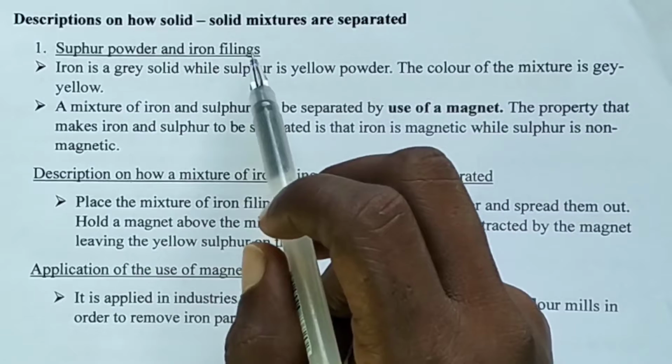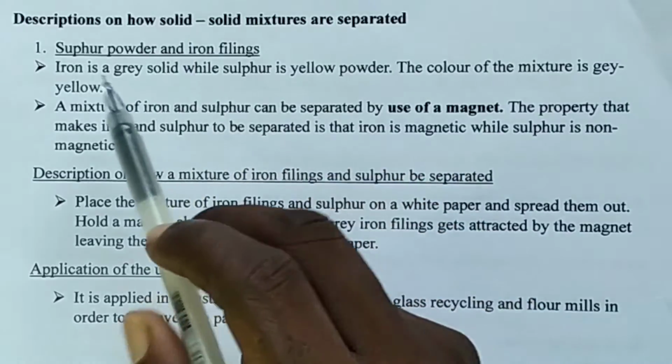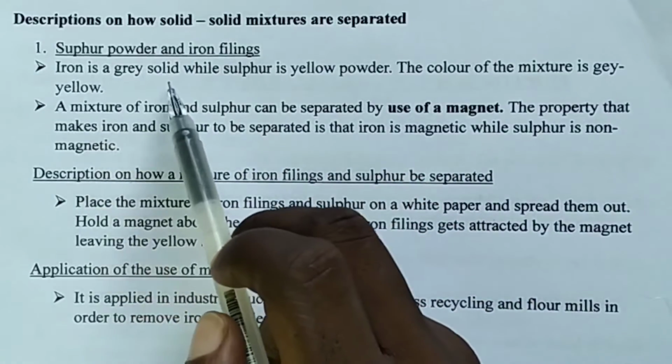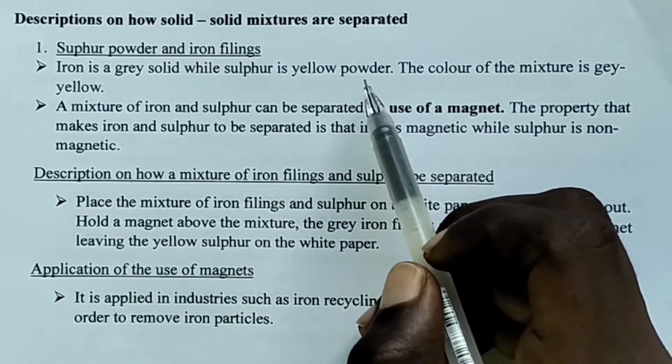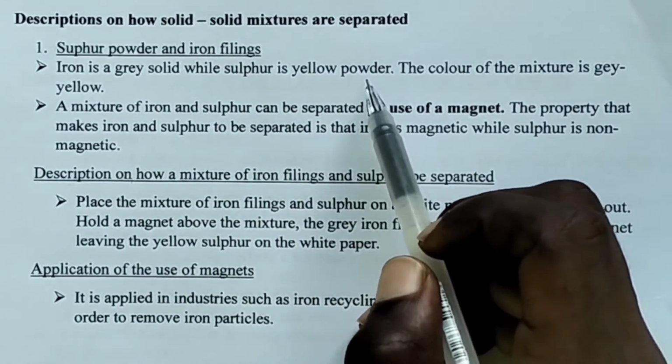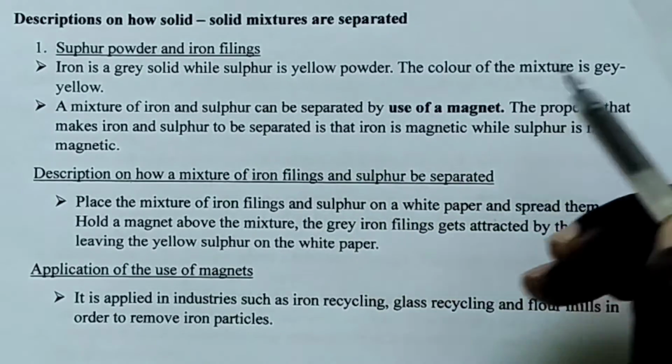Let's start with the appearance of both sulfur and iron filings. We are told iron is a gray solid, while sulfur is a yellow powder. That's the appearance of sulfur and iron filings. So what is the color of the mixture? We are told the color of the mixture is gray-yellow.